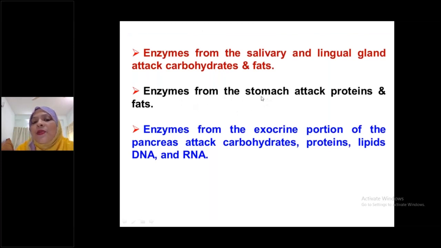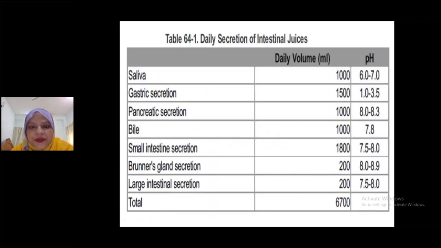So enzymes from the stomach attack proteins and fat, but the strong digestive juice, pancreatic juice, has enzymes from the exocrine portion of the pancreas that attack all foodstuffs, that is carbohydrate, protein, and fat, that is lipid. So this is the strong juice. I think pancreatic juice is very strong because it can attack 3 foodstuffs: carbohydrate, protein, and fat. Okay, now one by one again.